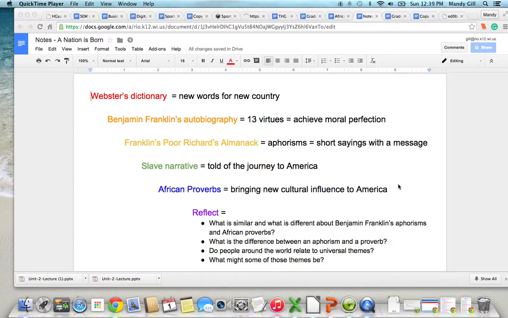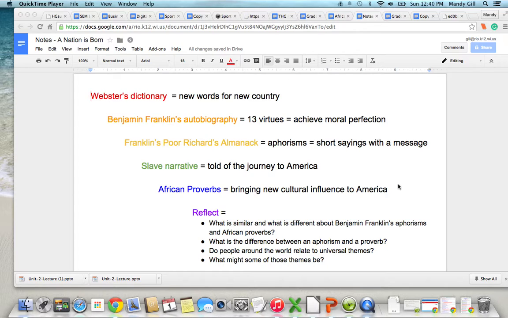More importantly, do people around the world relate to universal themes? And what might some of these universal themes be? So in other words, no matter where you're from in the world, can you relate to a theme of friendship or love and how it affects your life? Or working hard to get something out of life? So we'll talk about that a little bit.